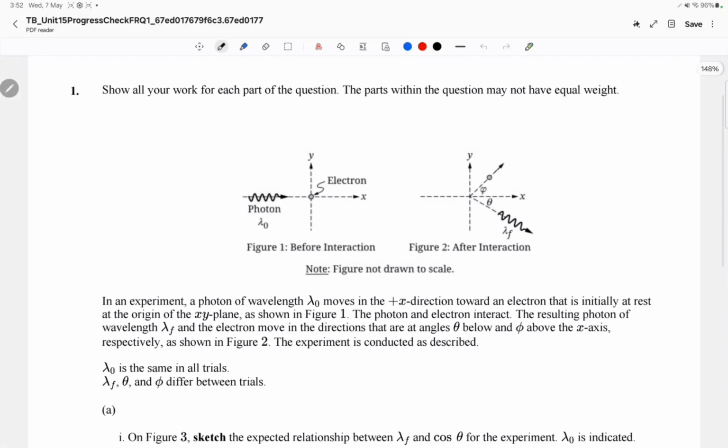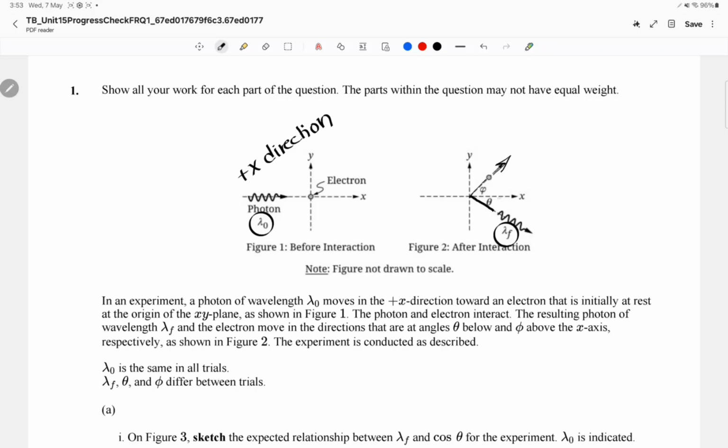So what we have here in front of us is basically a photon that's traveling in the positive x direction, and it has its original momentum, wavelength lambda O. That's before interacting with the electron. But then after hitting the electron, the electron is going to go this way, and the photon is going to go in this other way, and it's going to have now a different wavelength than before.